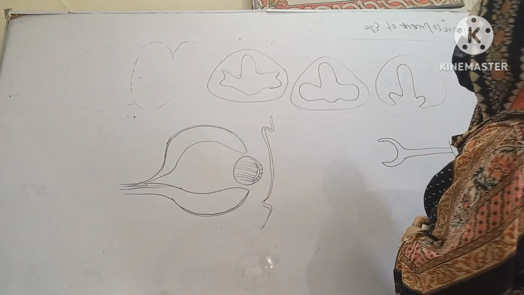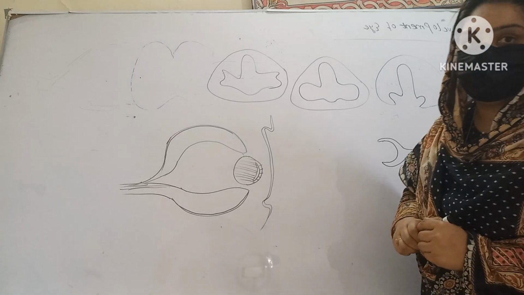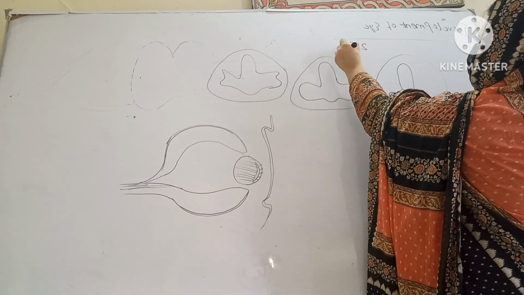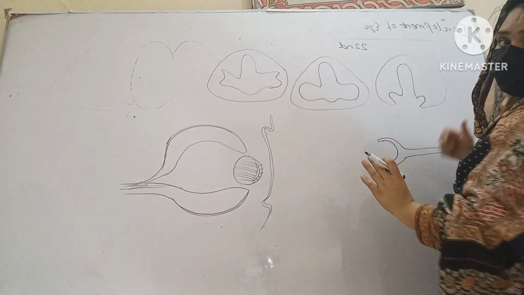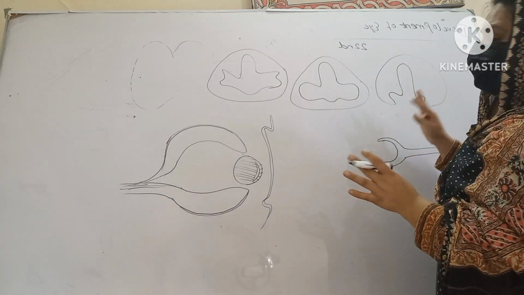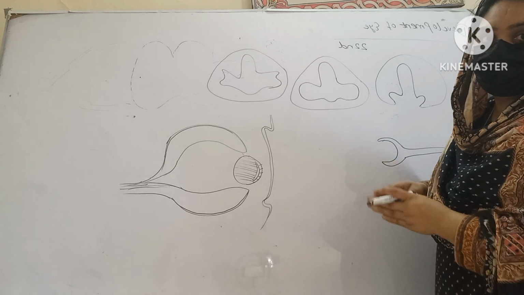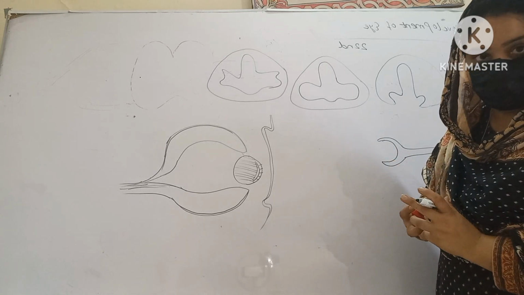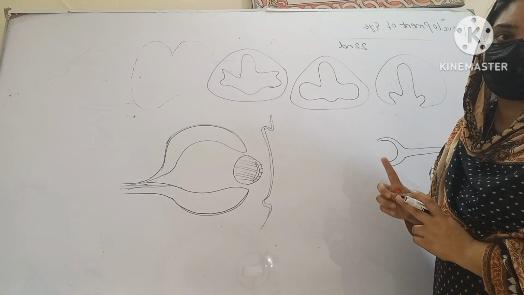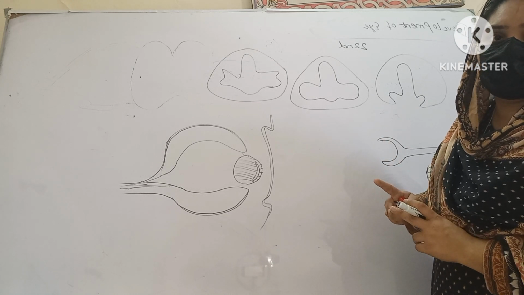Today we will discuss the development of the eye. For the development of the eye, you must know that it develops on the 22nd day of development. On the 22nd day of development, what will happen? There is the closure of the neural folds, and the neural folds closure forms the neural tube.